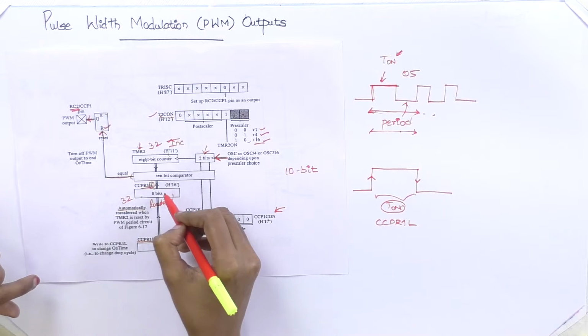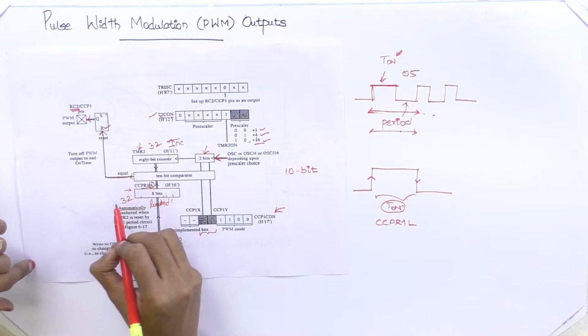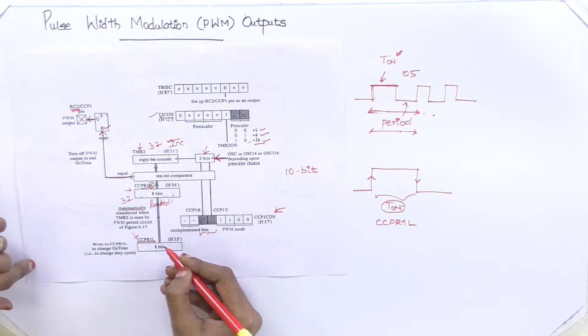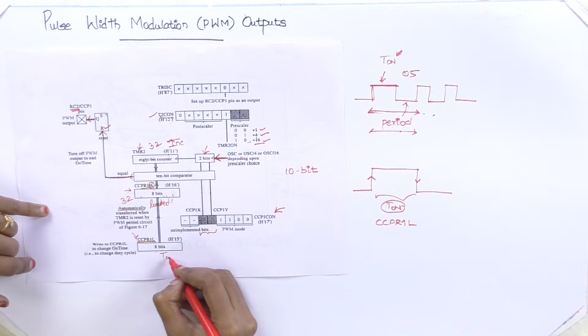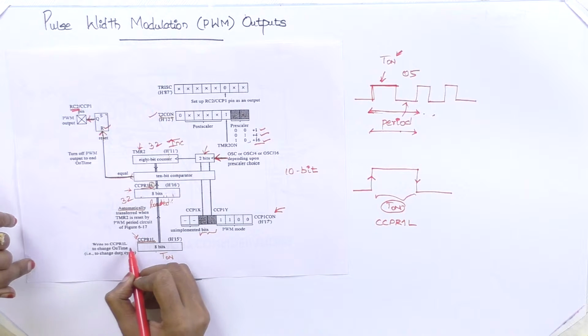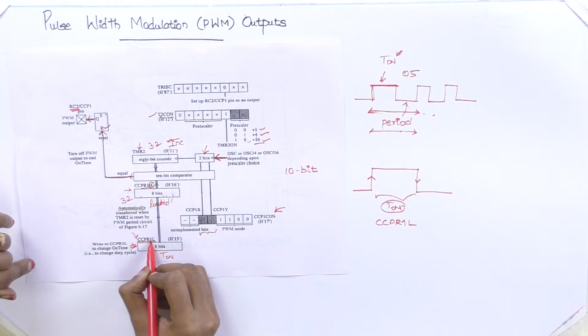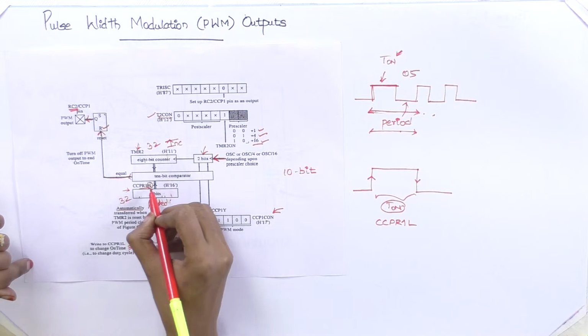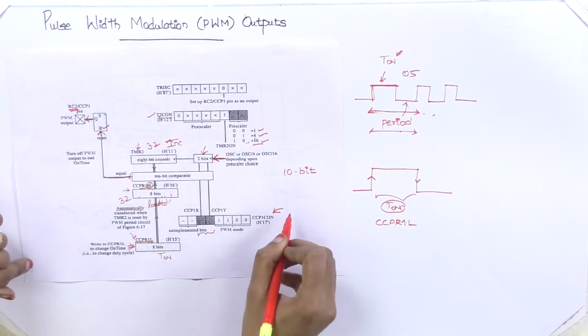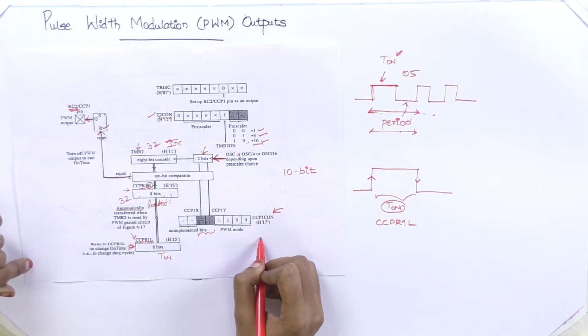Whenever the match occurs, this value is reloaded with the value from the lower byte register. So if you want to change the on time period while the timer is running, you can do it, but you can write it only in the CCP1 lower byte register, not in the higher byte register. So this is what will happen for generating the PWM output.